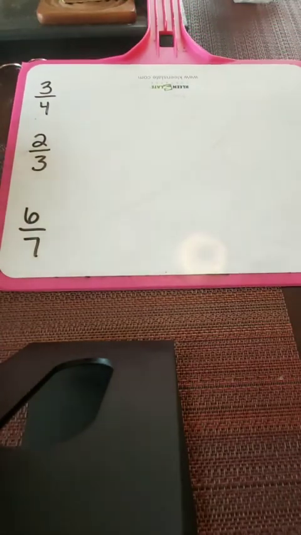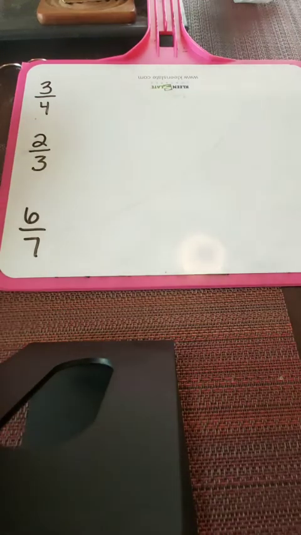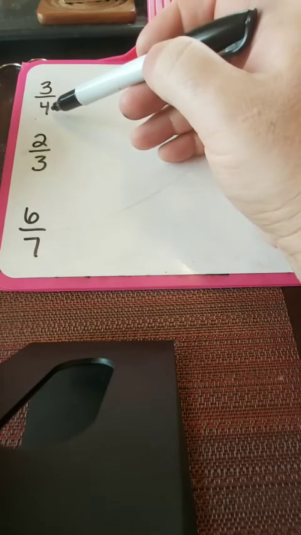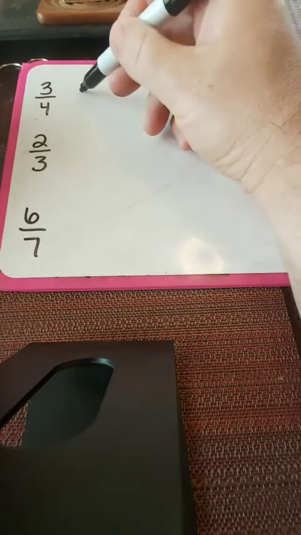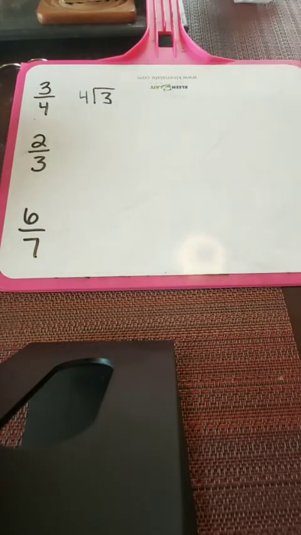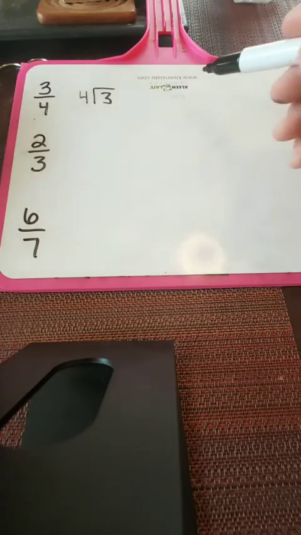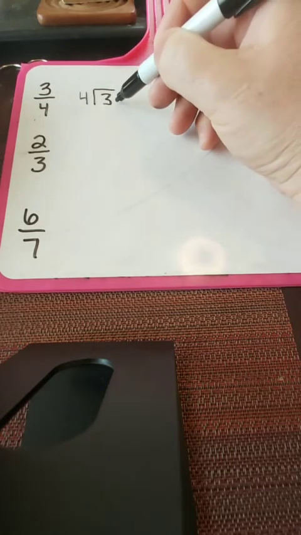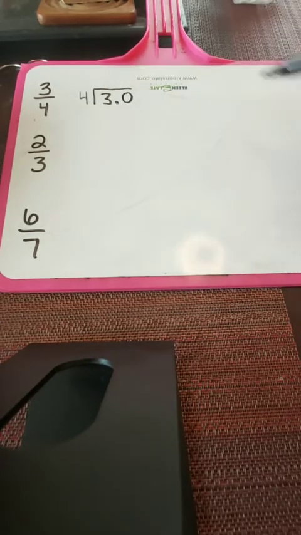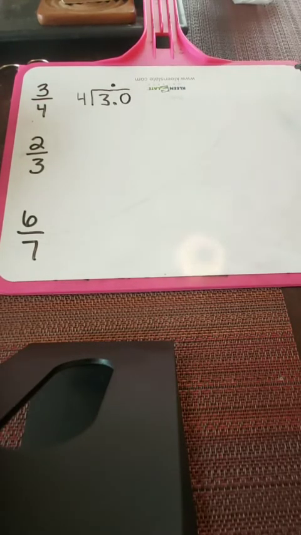Here we're going to start off with 3/4. If you remember, the first thing we have to do is divide our denominator into our numerator. So 4 divided by 3. Now, we can't put 4 into 3 because 4 is larger than 3. So we're going to follow the steps, and add our decimal and our 0. We bring our decimal up. Now, we can divide 4 into 30.